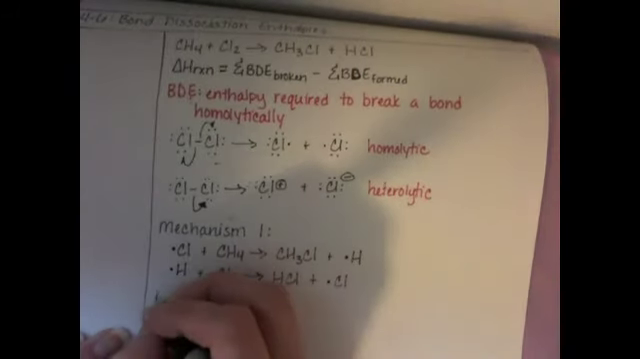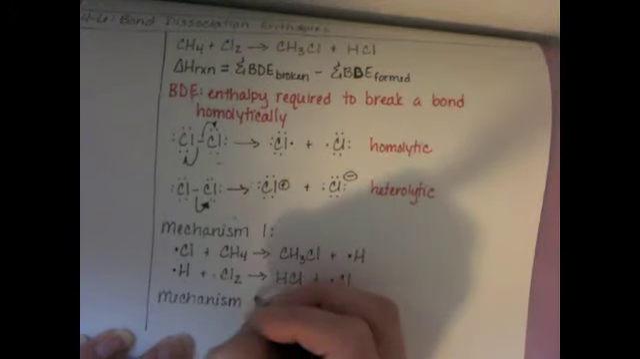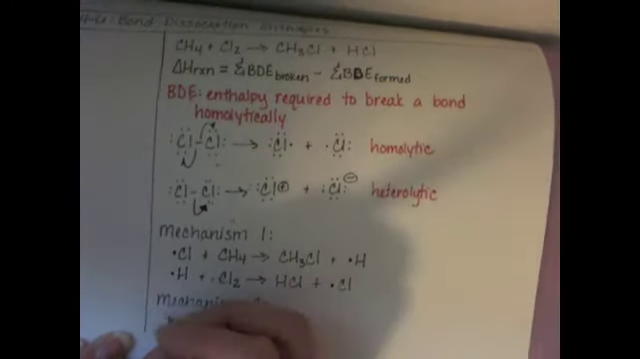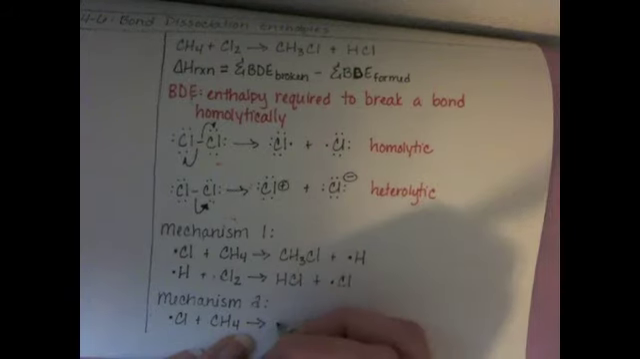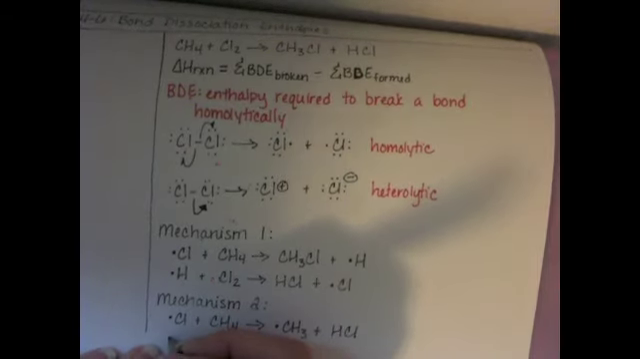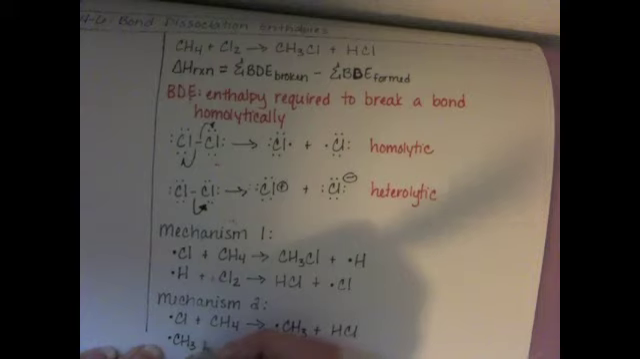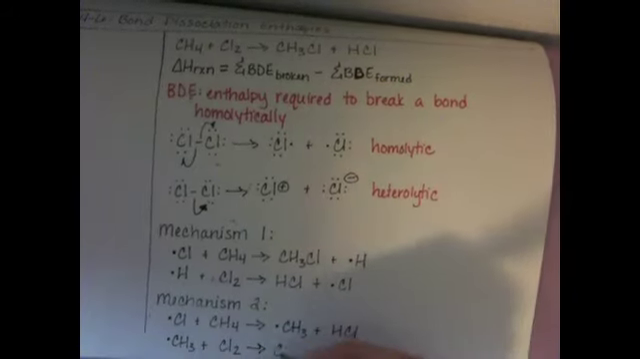Another possible mechanism would be if our chlorine radical, reacting with the methane molecule, first produced the methyl radical and HCl. And the methyl radical reacted with another molecule of chlorine, Cl2, to produce the monochlorinated product and another chlorine radical.